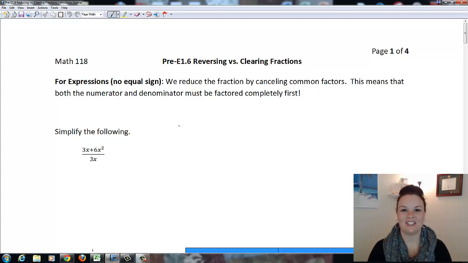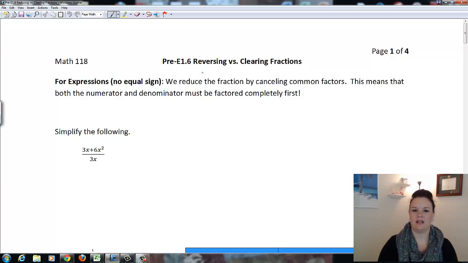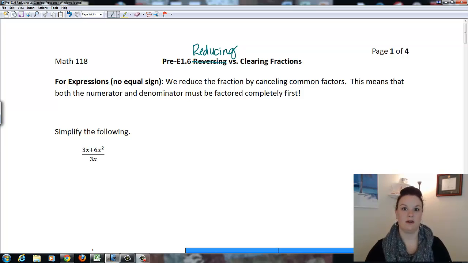Okay, this is section E1.6, which is talking about reducing versus clearing fractions. I just realized I have a typo right here. This is reducing. Oops, another typo. Reducing versus clearing fractions. Sorry about that.